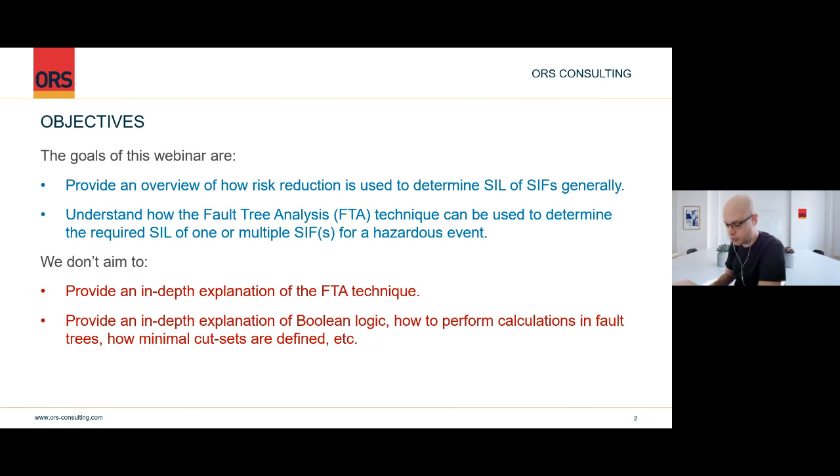We don't aim to provide in this webinar an in-depth explanation of the fault tree analysis technique. So we are not here to discuss a lot about Boolean logic, how to perform the calculation in the fault tree, how minimal cut sets are defined, etc. Right? So this is not focused on fault tree analysis, but on how to use FTA to determine the SIL of safety instrumented functions.